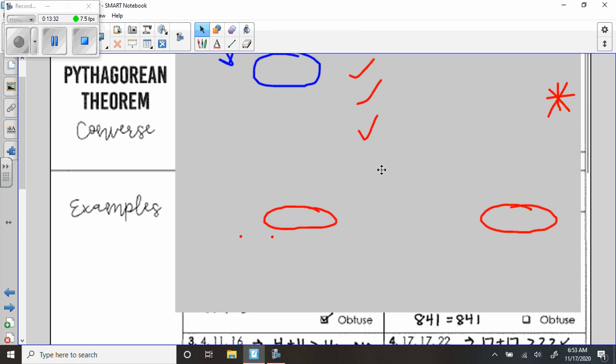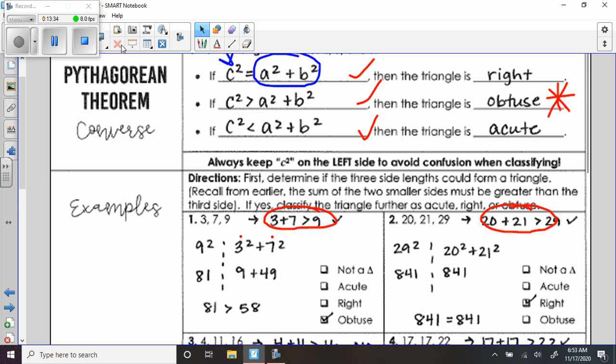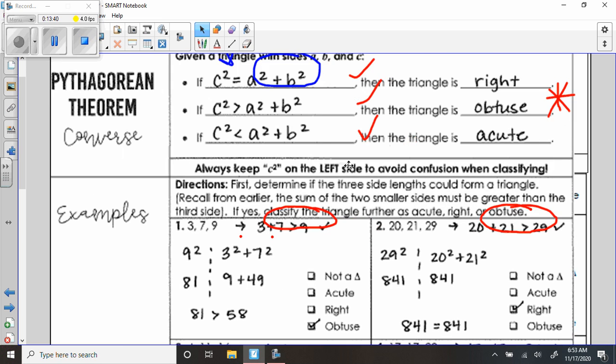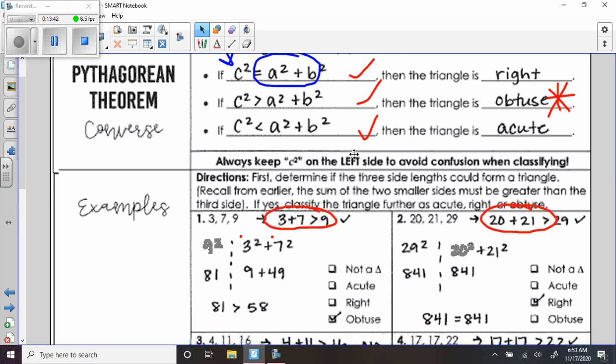So when I go up to my work here, if a squared plus b squared is bigger, it is acute. A squared plus b squared is bigger. Okay, so I want you to try 5 and 6. I'm going to wait 5 seconds, pause the video. I'm going to have you try 5 and 6.